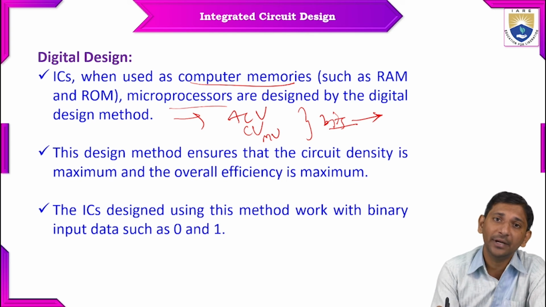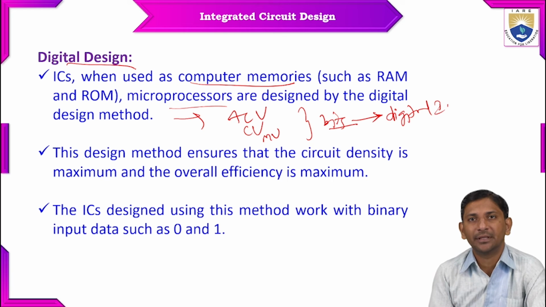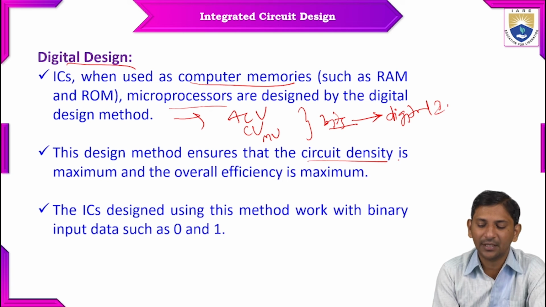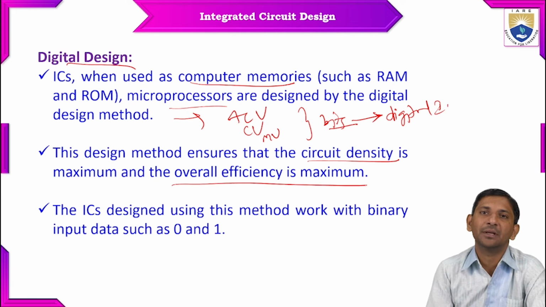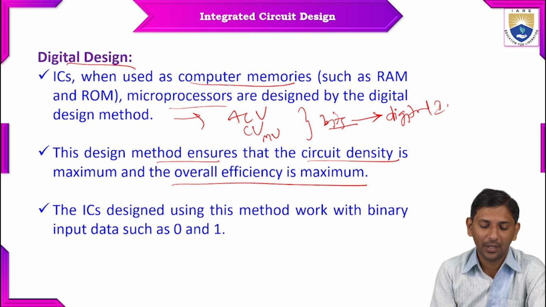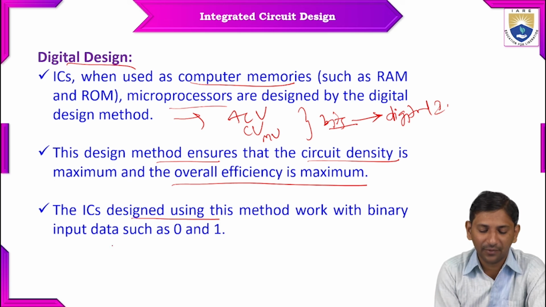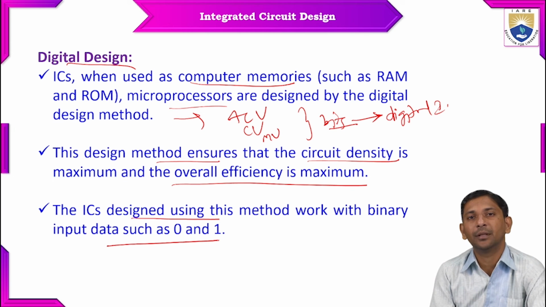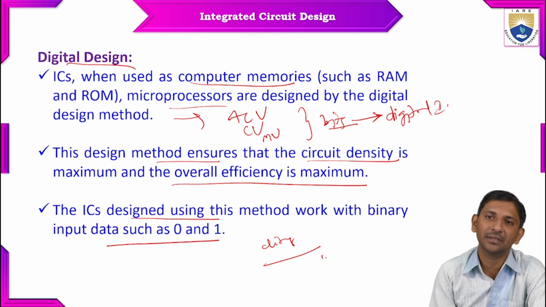So when you design these digital ICs, you have to follow digital IC design methods. With this method, circuit density is maximum and overall efficiency also becomes maximum. This gives a high, accurate output. And ICs using this method work with input of 0 to 1 only, because in our digital operations the input and output are in between zeros and ones only.